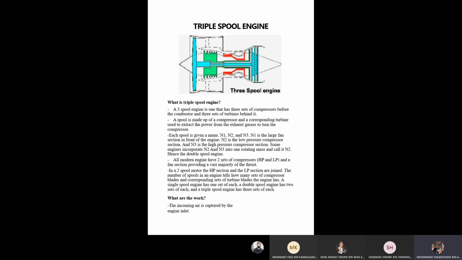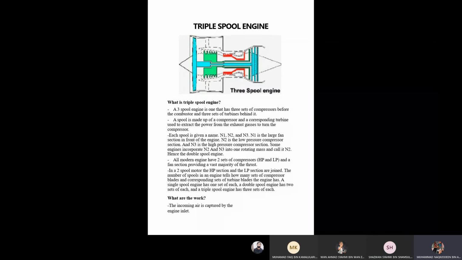In a two spool engine, the HP section and the LP section are joined. The number of spools in an engine tells how many sets of compressor blades and corresponding sets of turbine blades the engine has. A single spool engine has one set of each, a double spool engine has two sets of each, and a triple spool engine has three sets of each.